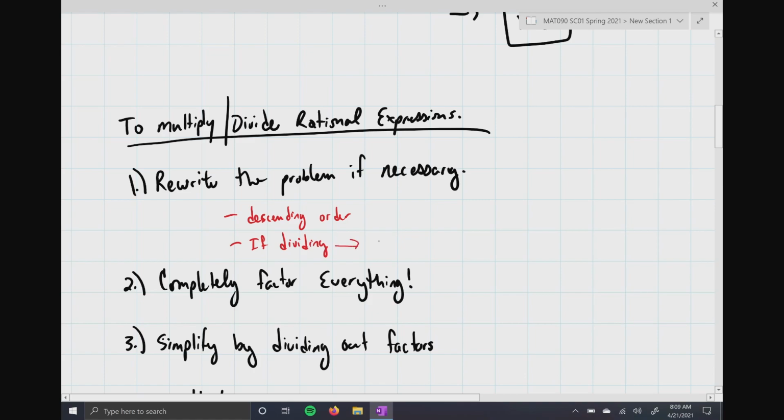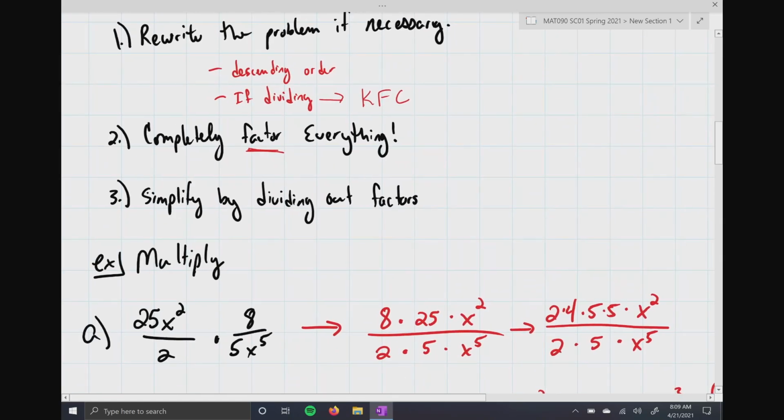and this is going to be really dumb, I hate writing this, but if you're dividing, remember KFC. Keep the first fraction, flip the second fraction, change division into multiplication. So there's your little thing to remember on how to do that. Once you rewrite the problem, then you're going to completely factor everything. Just factor everything. Step 3, you're going to simplify by dividing out factors.